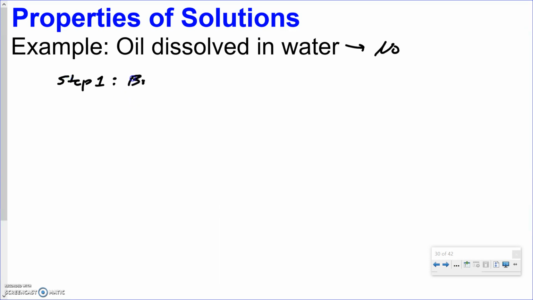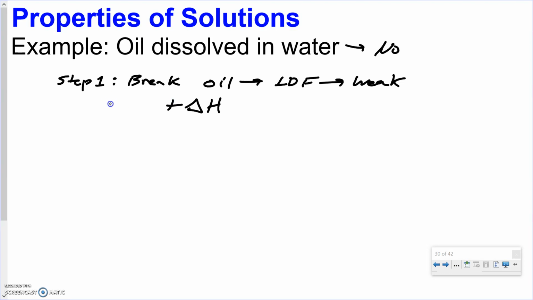Okay, I'm going to break the solute, which I'm going to make oil. Breaking oil, breaking the intermolecular forces of oil, is breaking LDFs. Are LDFs strong or weak? They're weak, which means we have a positive delta H, and it's going to be a fairly small delta H for this first step, because we are breaking weak intermolecular forces.